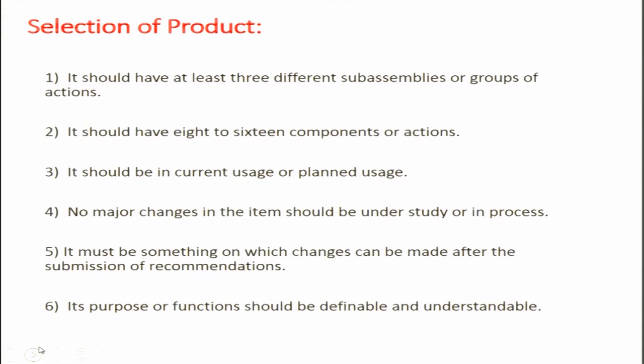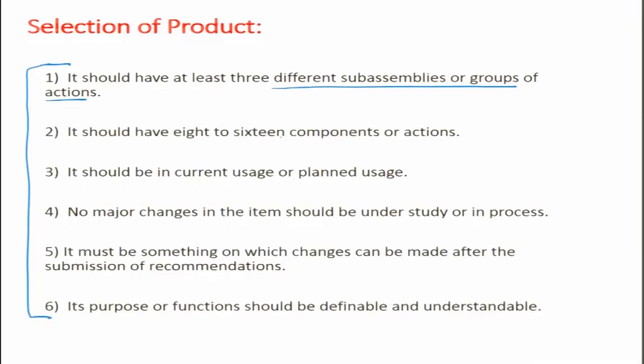Selection of the product. A product that is to be used in value engineering, there are certain suggestions given by the researchers who have been working in value engineering in manufacturing. They said it should have at least 3 different sub assemblies to have a proper value engineering application. However, this is not something that is mandatory, but for big projects or for projects like foot operated pump, it has certain sub assemblies. There is a piston arrangement, there is paddle, and we have base. Different sub assemblies are there. At least it should have 3 or more sub assemblies. It should have 8 to 16 components or actions.